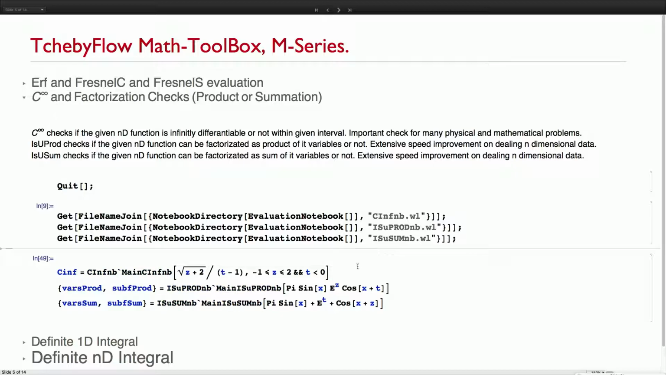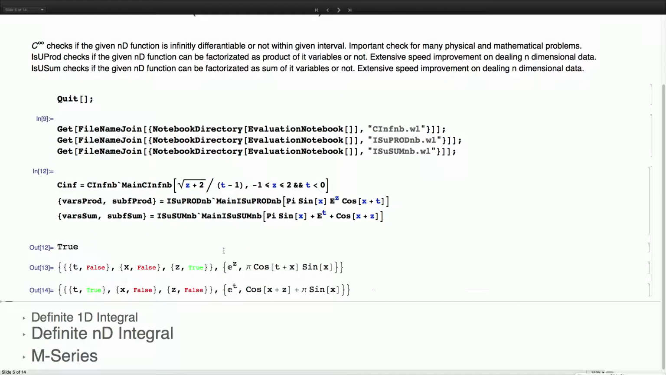And also, as you see, for the first one, I'm giving a range for Z and for T to check if it is C infinite. And I'm going to check these almost similar functions to see if they are products or sums of the given ones. So yes, the function given here is C infinite for the intervals given. And the function that I represented here is not a product of T or X, but it is a product of Z. That means that you can evaluate this part of the function, and you can evaluate this part of the function, and multiply. That means instead of working with a 3D matrix, you can work with 1D and 2D. This will increase the efficiency of your computation a lot.